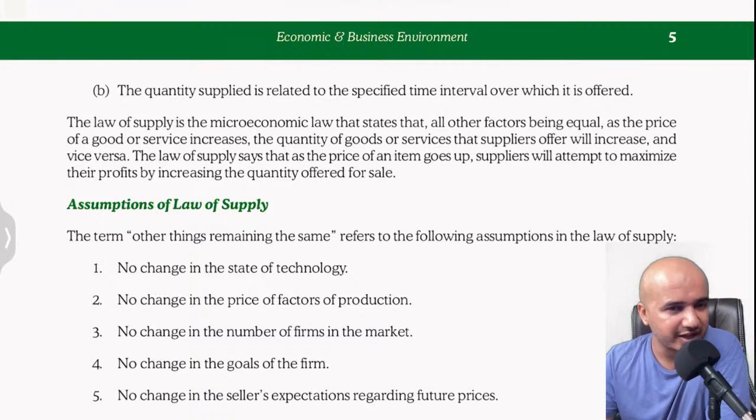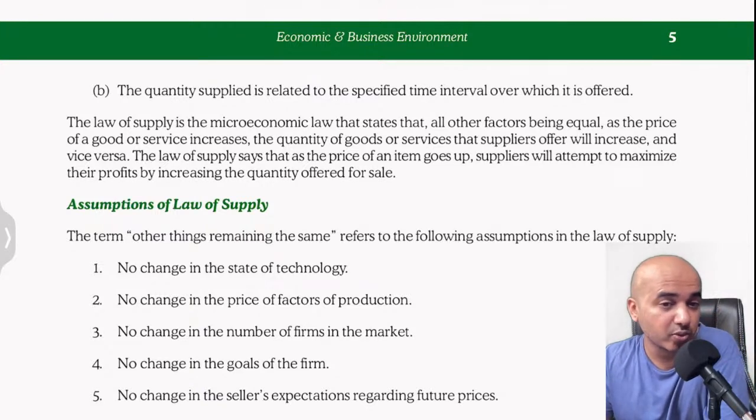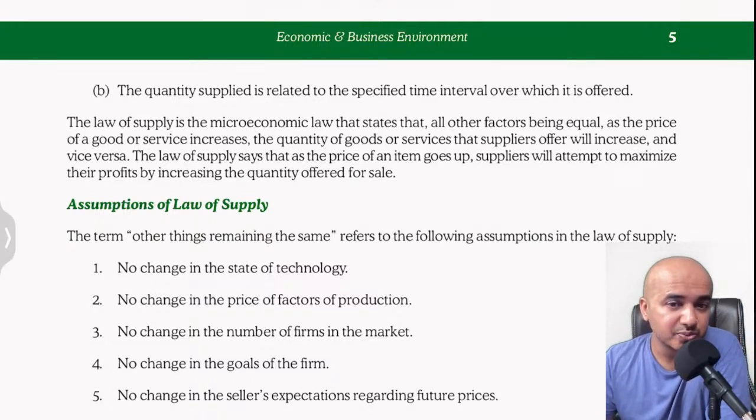If the price of the commodity increases, the producer will say, I will supply more because I know I can make more profit now. Then, the quantity supplied is related to the specified time interval over which it is offered. Again, I will have to give the tomato example. The demand was there last week when there was limited supply of tomatoes to the market. Demand for tomato is not there this week because there is huge supply of tomato in the market. When that is the case, why will the price even increase?